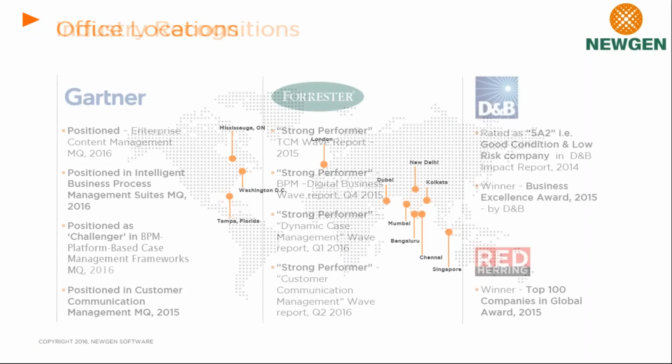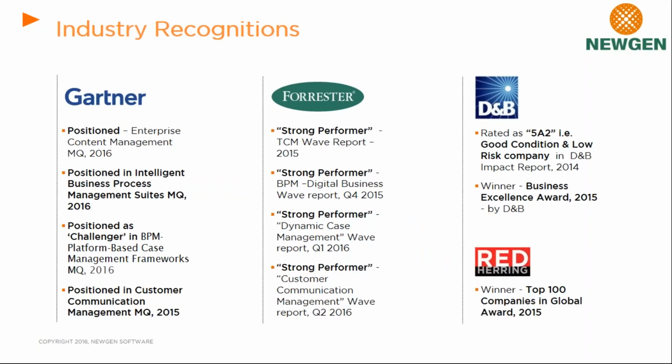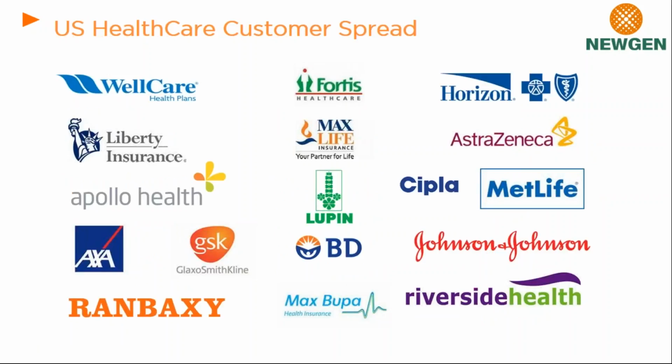The research firms and organizations rate us highly. All NewGen products are in the Gartner report: Enterprise Content Management Magic Quadrant 2016, positioned in the Intelligent Business Process Management Suite Magic Quadrant 2016, and positioned in the Customer Communication Management Magic Quadrant 2015. Gartner, Forrester, and all these research firms continuously help us enhance our product, and they rate the company and the product well. Some of the key North America logos that we wanted to present here quickly, with whom we work for our products: Wellcare, Horizon, Riverside, Becton Dickinson, Johnson & Johnson.